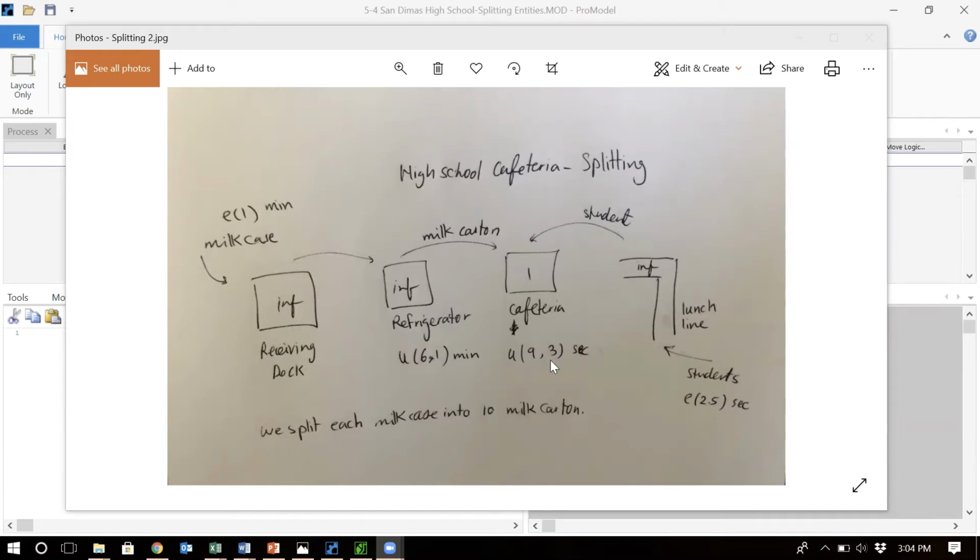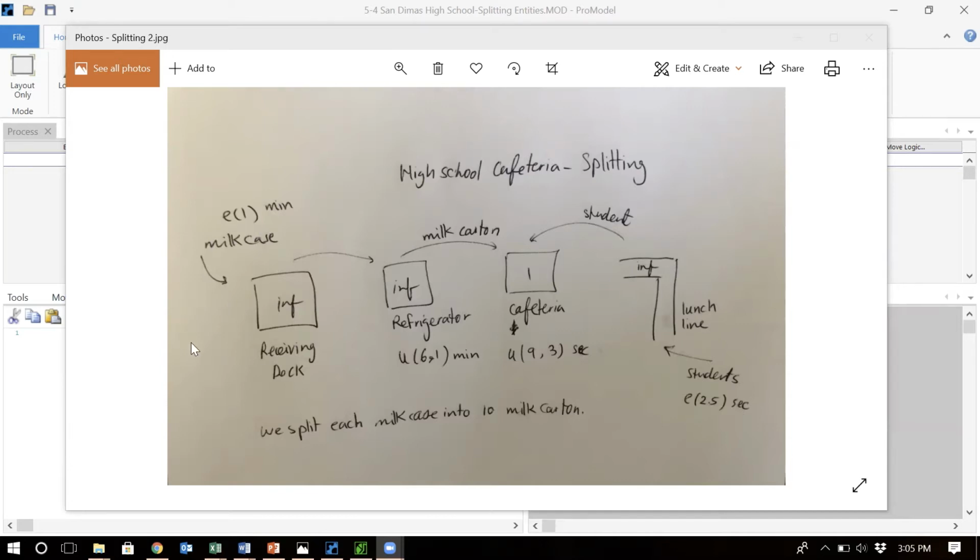Okay, and the milk cases come to the system with an inter-arrival time of 1 minute, exponentially distributed. The students come to the system with an inter-arrival time of 2.5 seconds. Overall in this system, we receive only 10 milk cases. They come to the system one by one, and this is what we have for their inter-arrival time, 1 minute exponentially distributed.